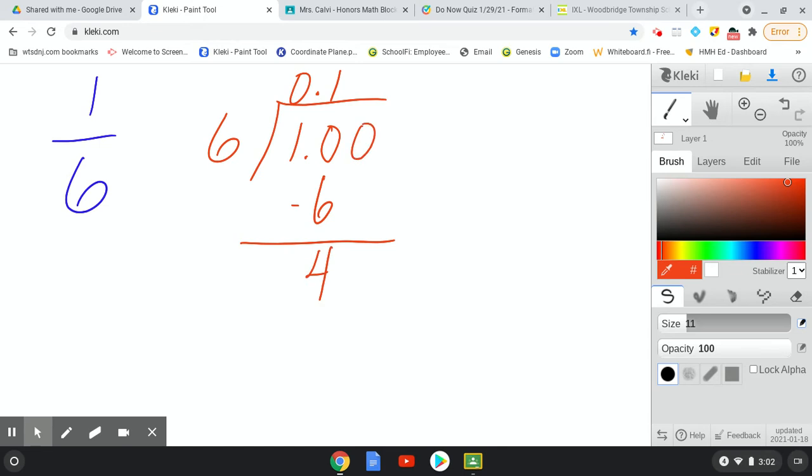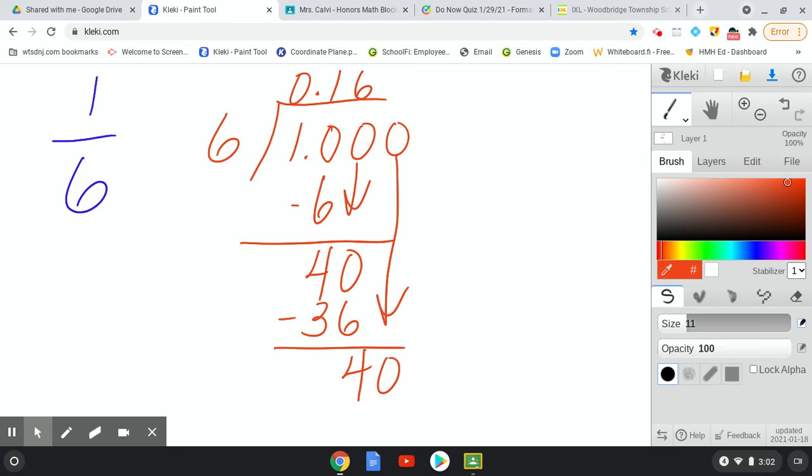I'm going to add a 0 and I'm going to bring it down. Well, 6 goes into 40 6 times at 36. 6 times 6 is 36. I'm left with 4. So now here, if I add another 0, what's going to keep happening?